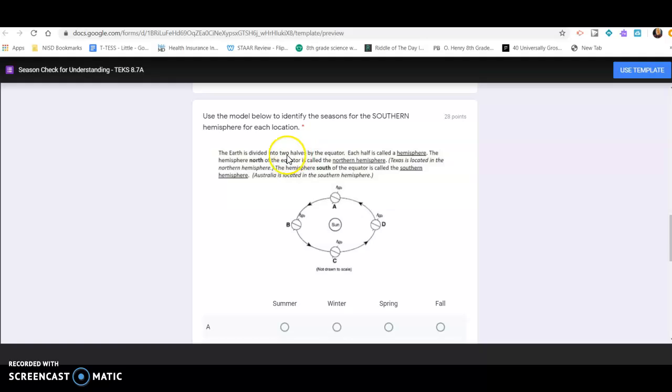Each half is called a hemisphere. The hemisphere north of the equator is called the northern hemisphere. Texas is located in the northern hemisphere, but the hemisphere south of the equator is called the southern hemisphere, Australia being one example. Interestingly enough, it doesn't show the initials SP for the southern hemisphere here, but notice that that is what we are looking at. We're looking at the bottom half of each of the globes, each of our Earths. We're interested in the bottom portion, or the southern hemisphere.